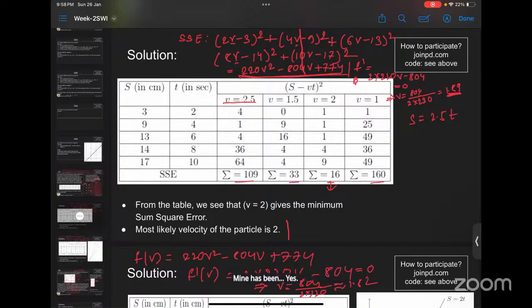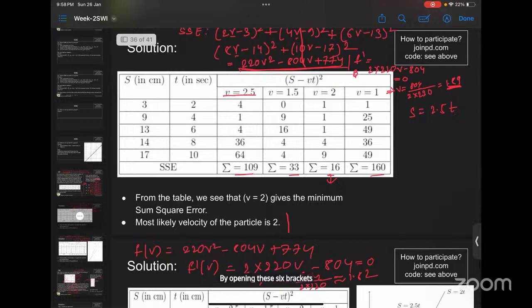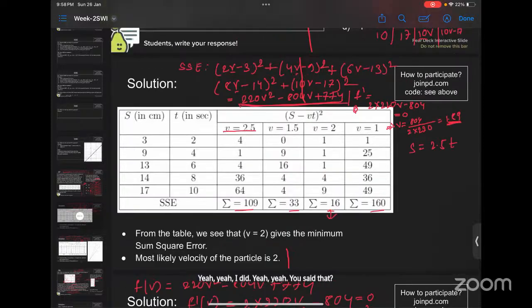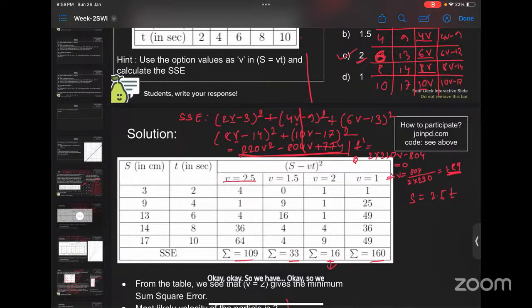Ma'am, how did you simplify this 220v square minus 804v? How did you simplify that? By opening these brackets, like 8v minus 14. That was done by another person. You didn't do it. Yeah, I didn't do it, because it will be very hectic. But you have to do some calculations, right? So we have to open these brackets of the whole square, and then we simplify it to 220v square. You can also use another method. There will be the vertex, minus b by 2a. Then you will get the similar answer.